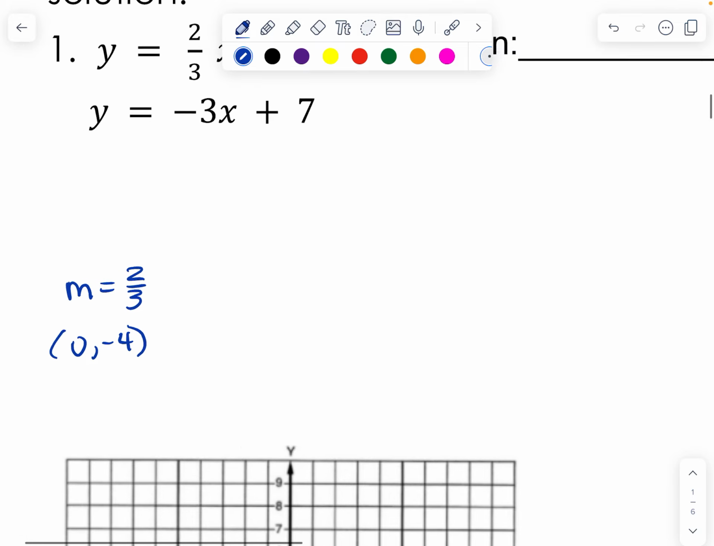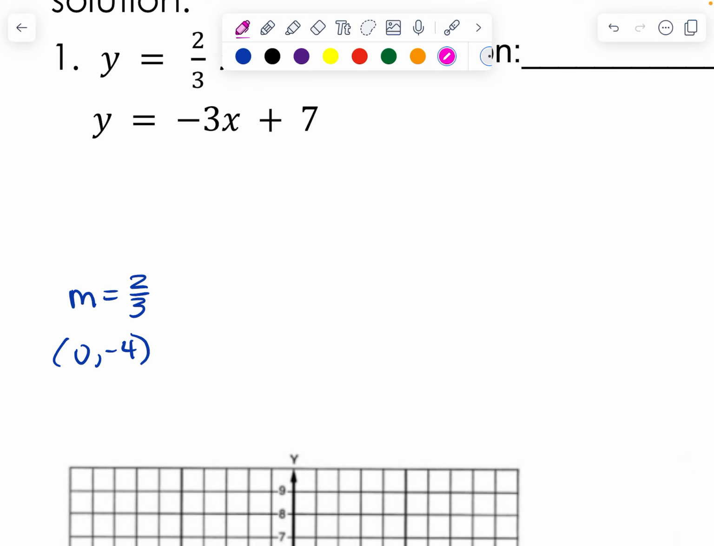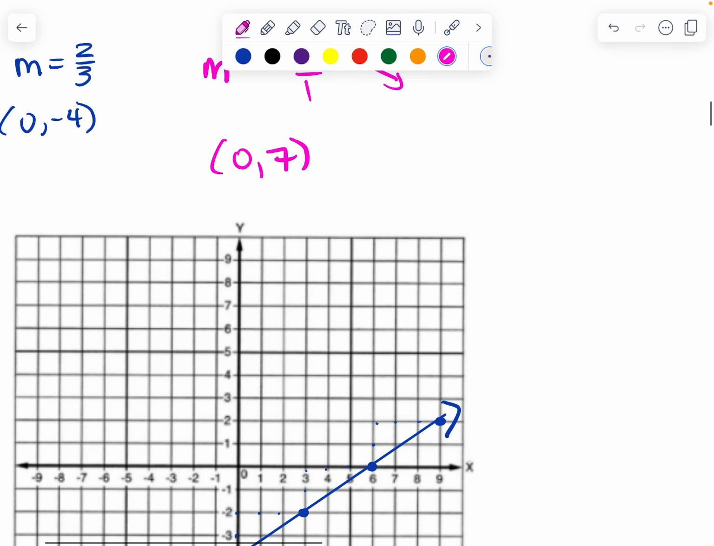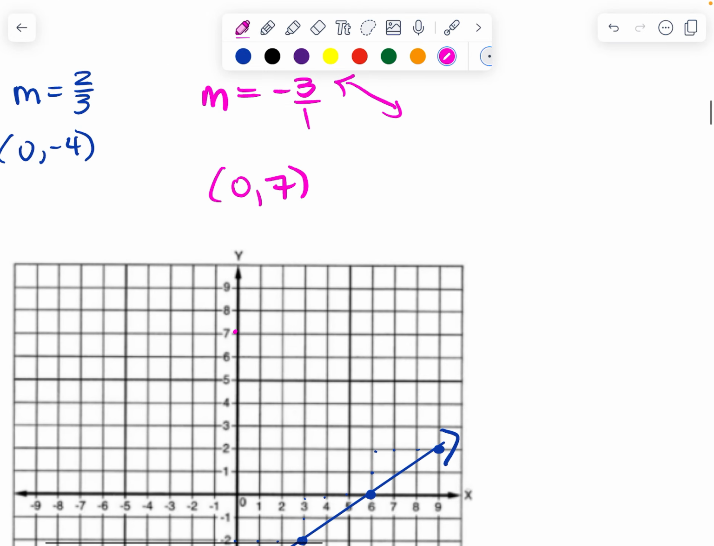My second line is the slope -3, which is -3 over 1. Remember, that goes this direction. 0, 7. So I'm at 7. I go down 3, over 1.